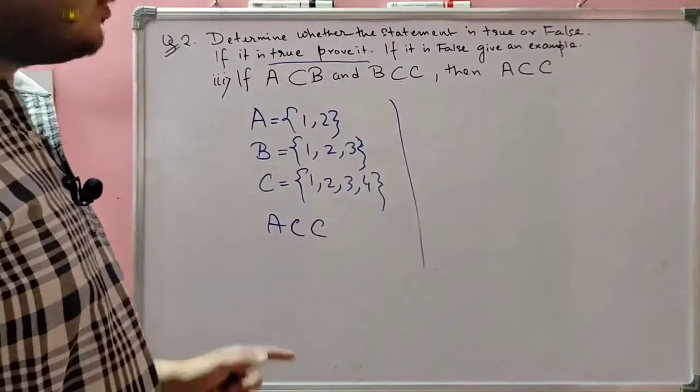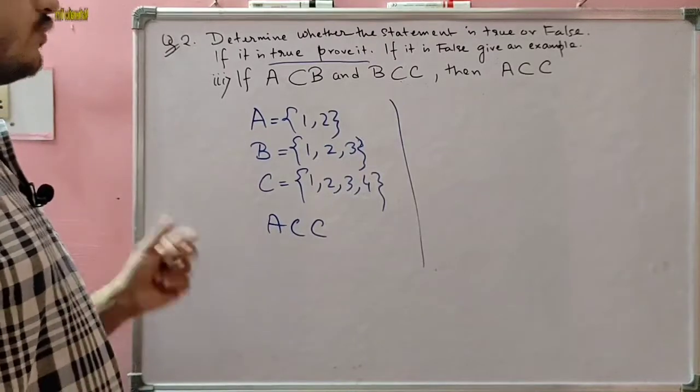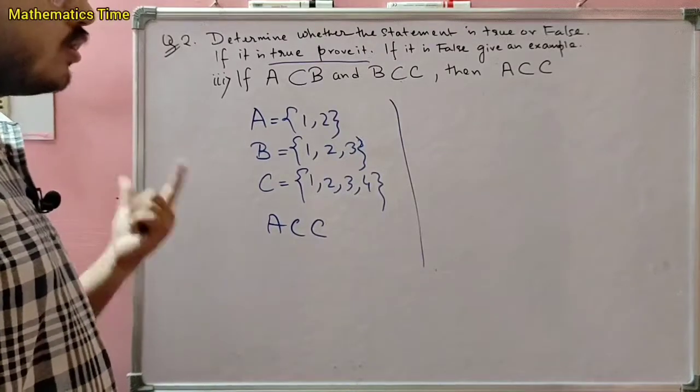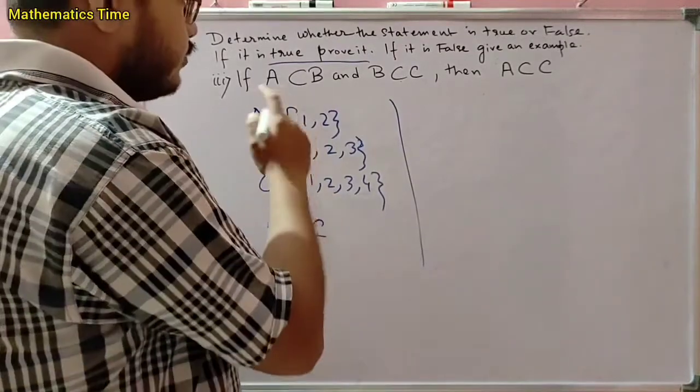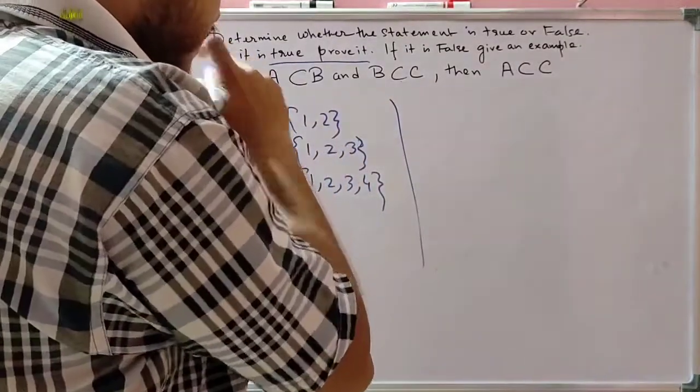For a false statement, we can show any one example that is false. For a true statement, we cannot show just a single example. We have to prove it in general. So we will be proving it from the definition. What is the definition of subset?